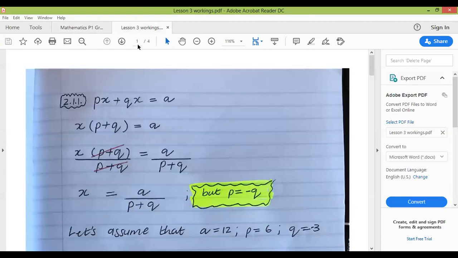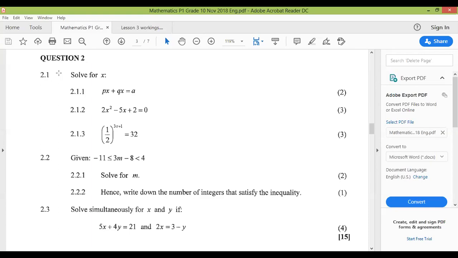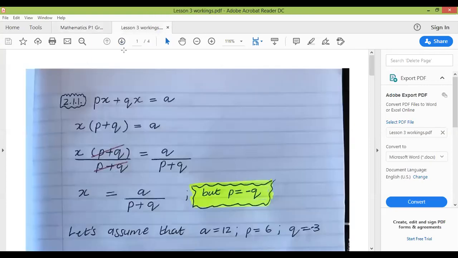Before that, it says here, 2.1, solve for x. So you must solve for x. 2.1.1 says px plus qx equals a. The question says solve for x. I can see that my two terms have a common factor, which is x. This means you have to factorize here, guys, because there's a common factor of x before you can solve for x.